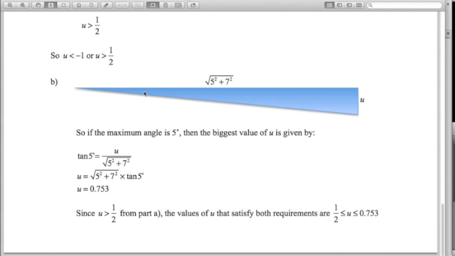Now we know this angle here has got to be no more than 5 degrees. So therefore, if this angle here has got to be 5 degrees, we can now form an equation with u in it. Because this is a right angled triangle, tan of 5 degrees is u over root 5 squared plus 7 squared. Solving this gives me u equals 0.753. Now that's the maximum value u can be. You can see if u is bigger than that, then this angle here would be more than 5 degrees. So that's the biggest u can be. We also had from part A that u had to be greater than a half to get this 15 meters clearance. So that leaves us with this final inequality here for the possible values of u.